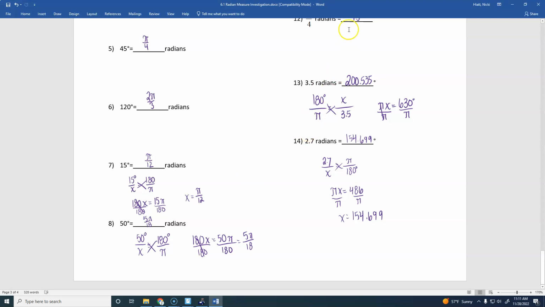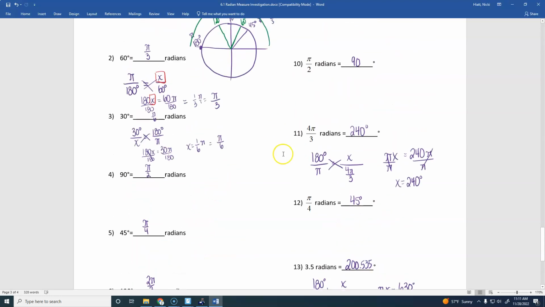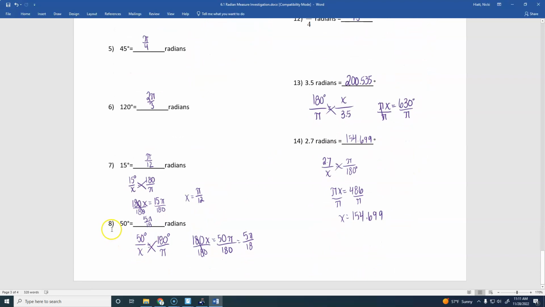All right. So, just real quick, for number 8, you should get 5 pi over 18 radians. In general, if it will reduce to a fraction, you're probably going to see the fraction there. You also could do 5 times pi divided by 18 and get a number for that as well. You may occasionally see that.